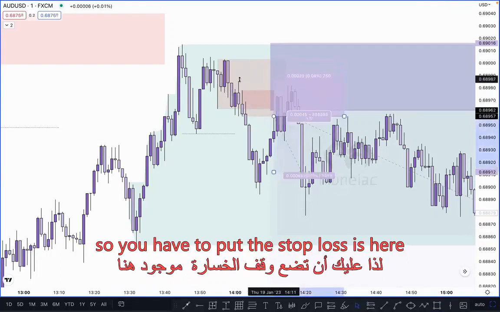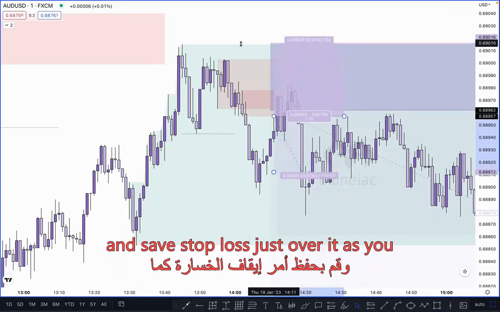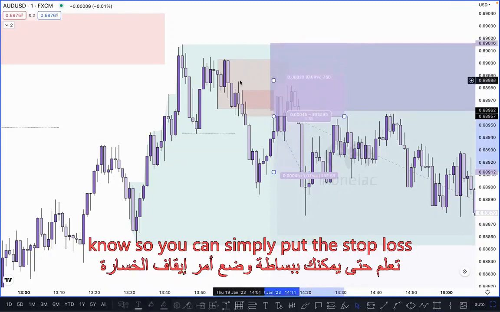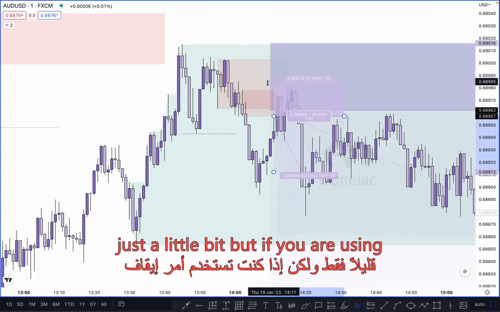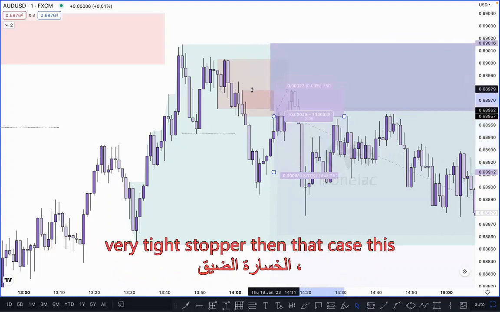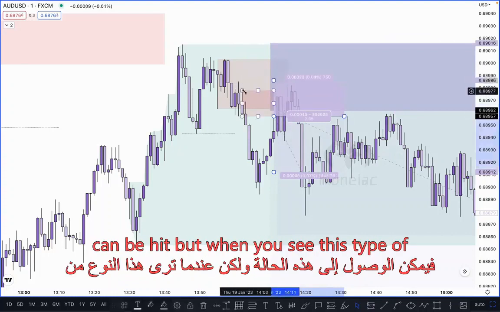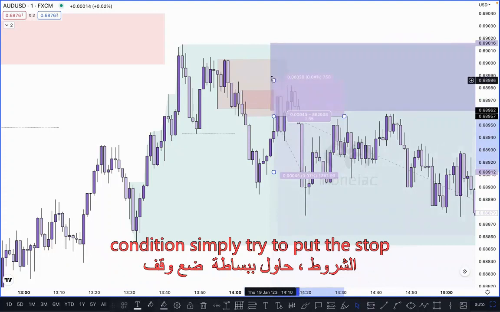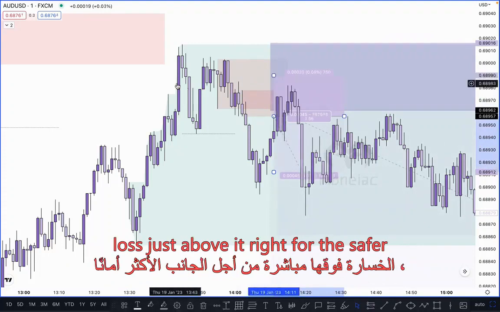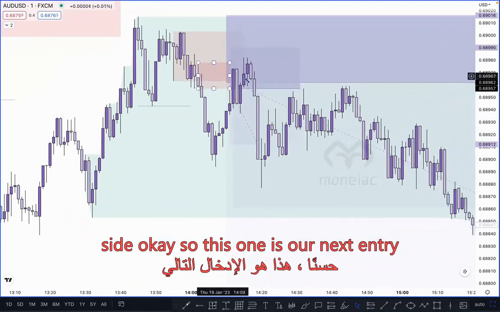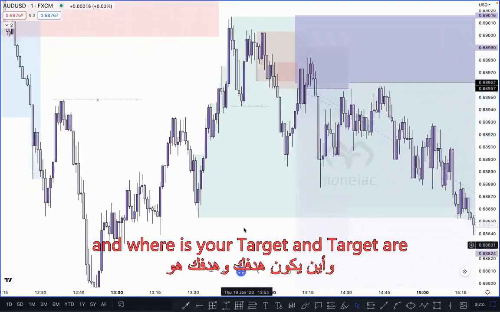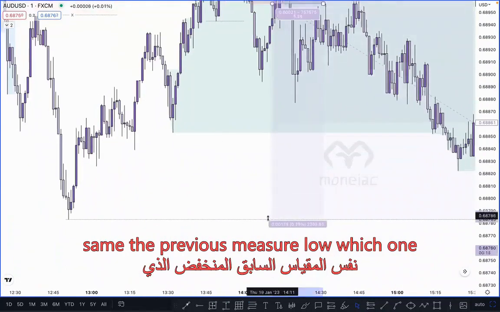So you have to put the stop loss here, just above it, as you know. But if you are using a very tight stop loss, then in that case it can be hit. When you see this type of condition, simply try to put the stop loss just above it, right, for the safer side. Okay, so this one is our next entry, and where is your target? The target is the same, the previous major low, which is here.